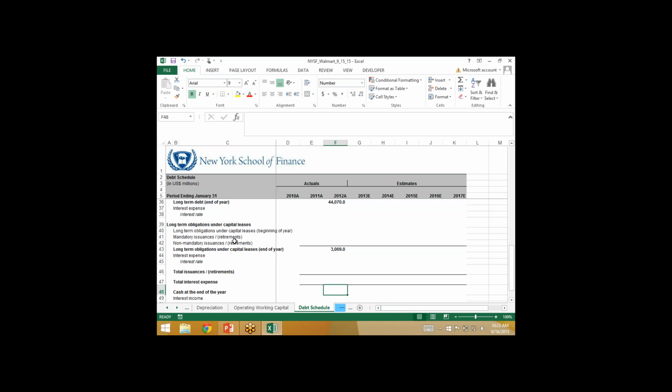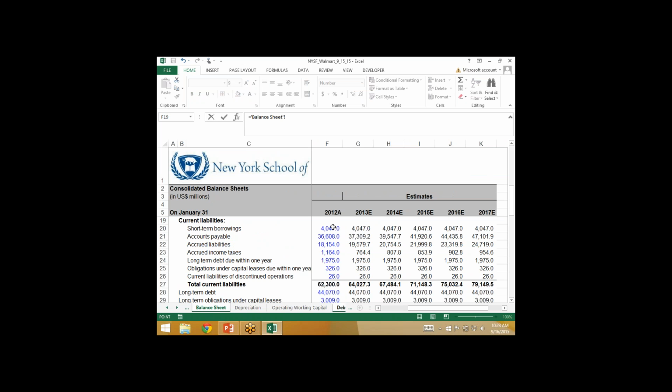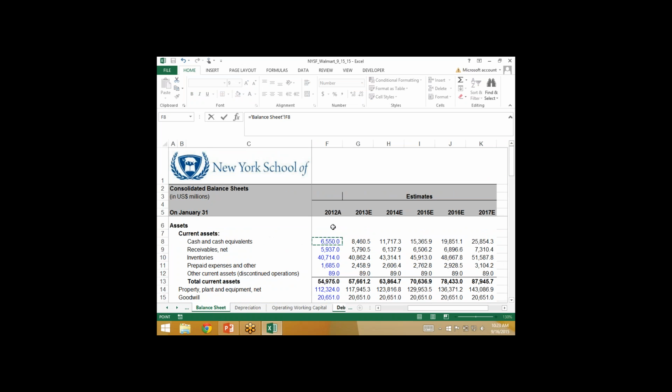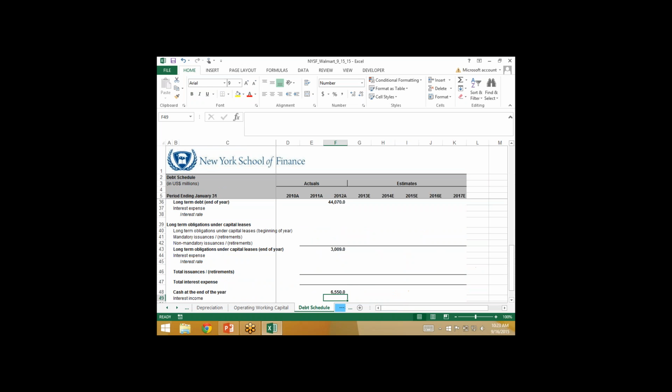And then finally, cash at the end of the year. Our starting balance of cash at the end of the year. Sorry, the starting point will be the ending balance of cash from 2012. Each of these ending balances will be used to create next year's starting balance. You guys have that? Starting at the top.